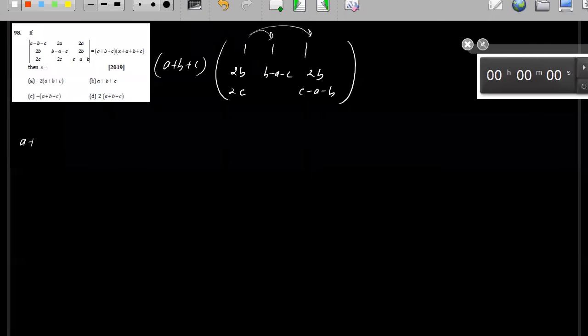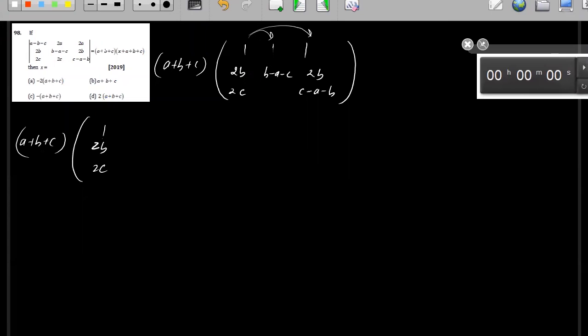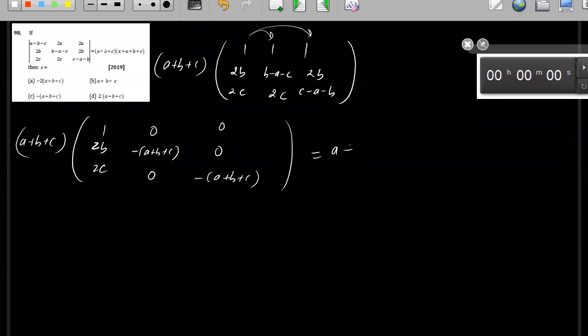So this is A plus B plus C into, this will become 1, 2B, 2C. This will become 0. This minus 2B will become minus A plus B plus C. This was 2C. And this will become 0. If I subtract, this will become 0. This will be 0. This will become minus A plus B plus C. You only have to do this much. This was equal to A plus B plus C into X plus A plus B plus C, right?